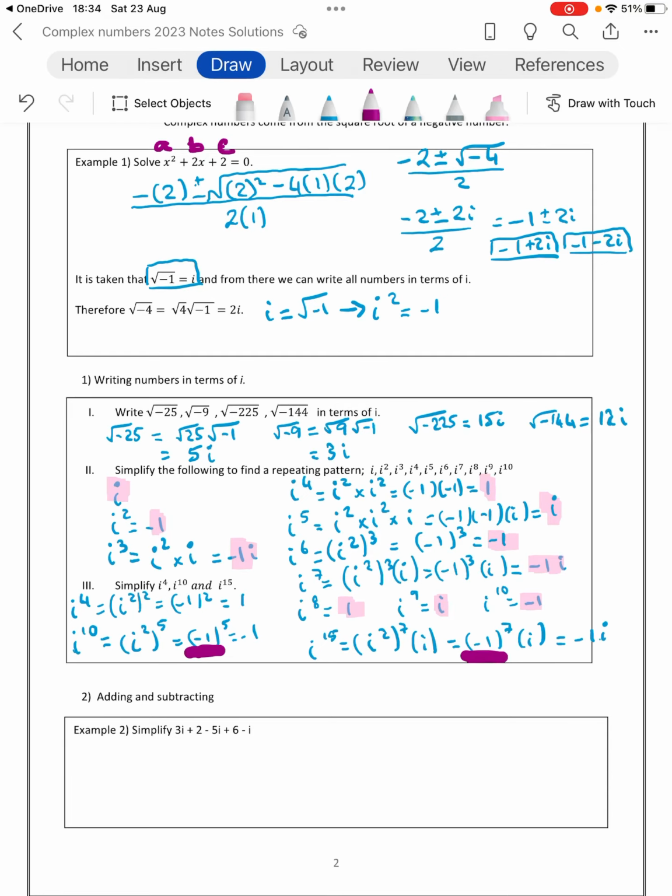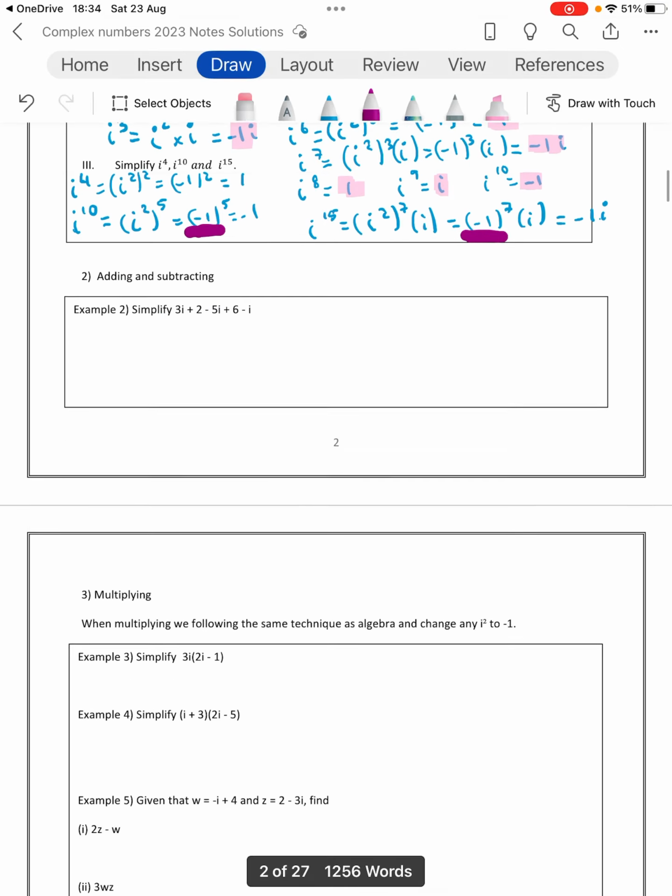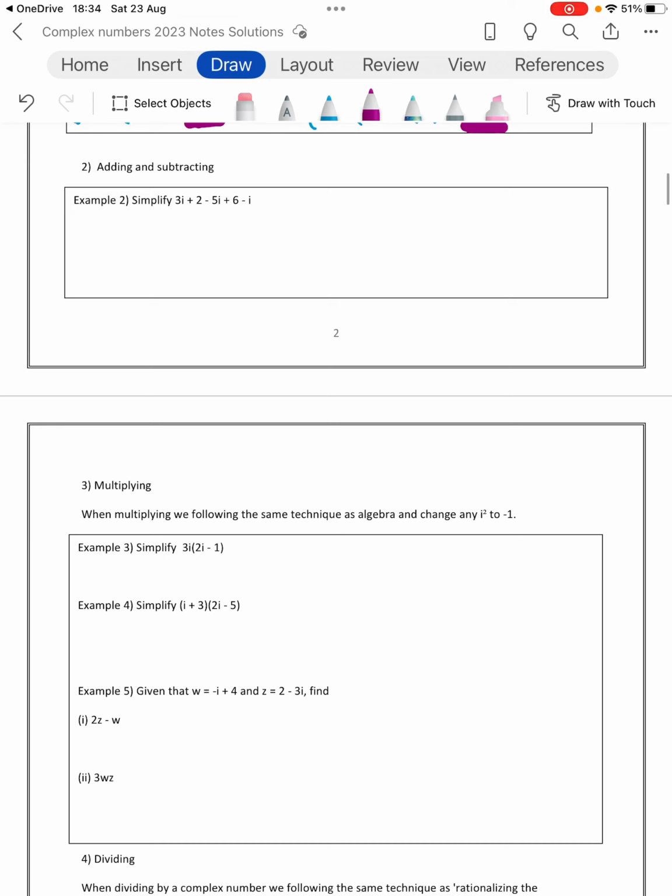And what we're going to do is move on then to the adding and the subtracting and the multiplying, which is actually much easier to do. It's very similar to algebra. So for the first part, we're adding and subtracting exactly like algebra. You're going to put the i's with the i's, and you're going to put the things with no i with the things with no i.